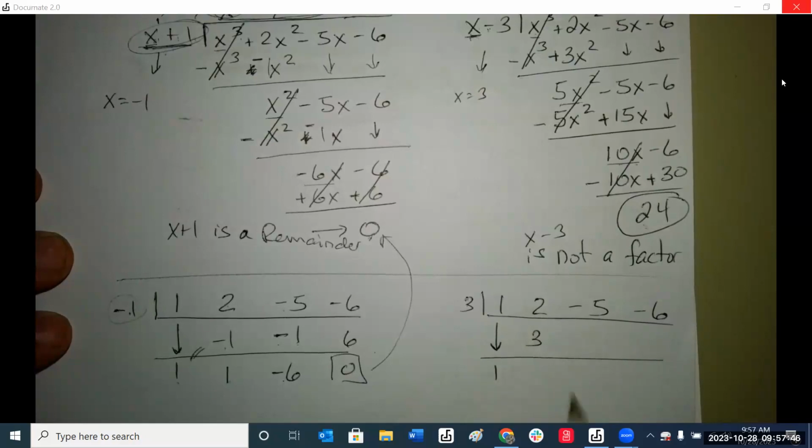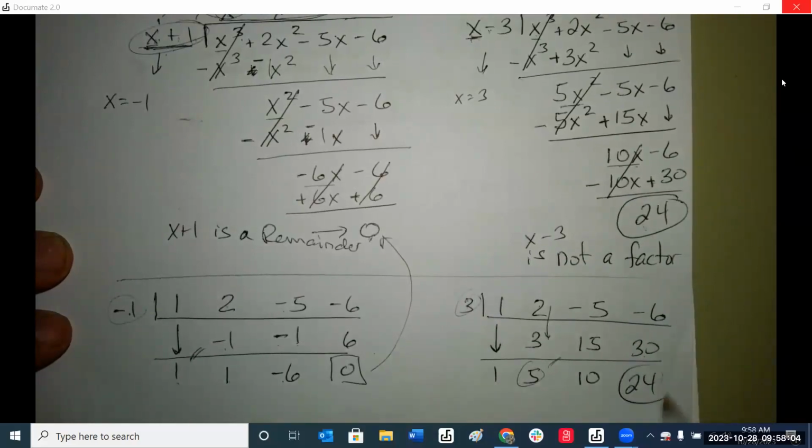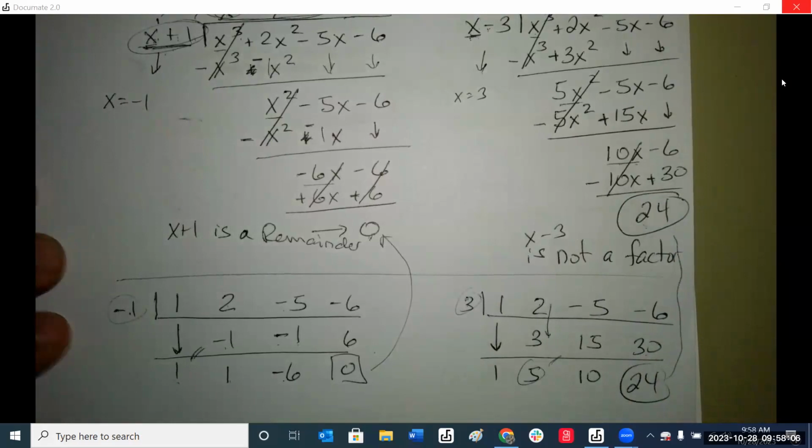Three times 1 is 3. Add straight down. 2 plus 3 is 5. 3 times 5 is 15. 15 minus 5 is 10. 3 times 10 is 30. 30 minus 6 is 24. Yeah, synthetic division is much easier.